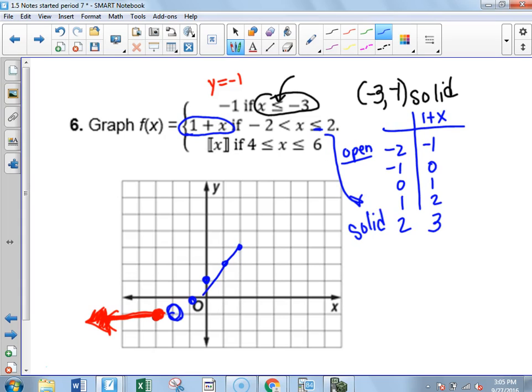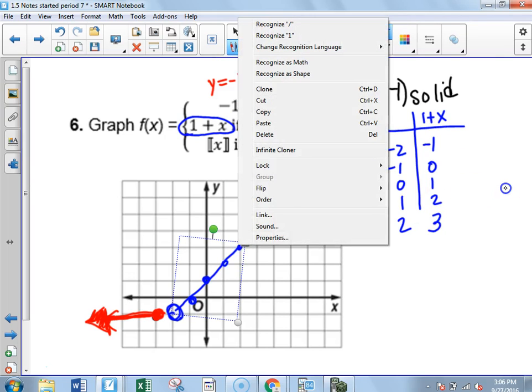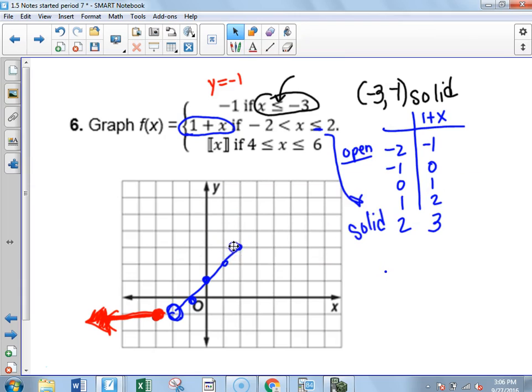All right, this is connected, and I did a really crummy job of drawing that line. Okay, and this, uh-oh, what happened to my pen?